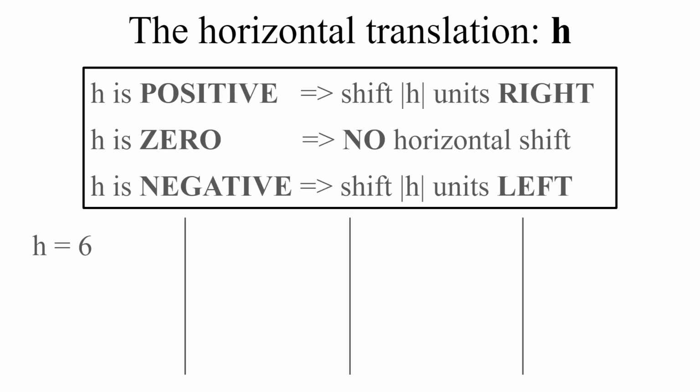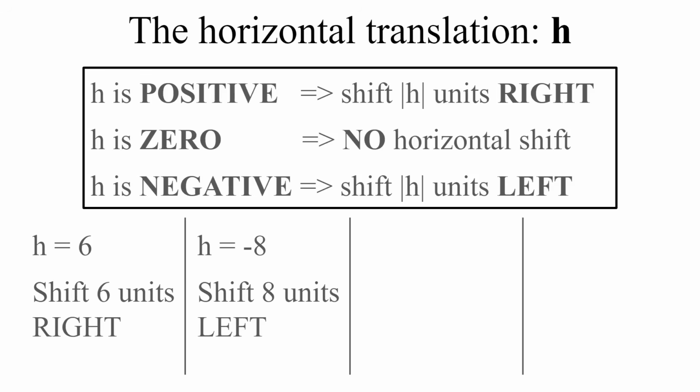If h is positive 6, okay, 6 positive x, that's to the right. So that means to shift 6 units to the right. If h were negative 8, that's the negative x direction. Okay, so that's left. So that would mean to shift 8 units to the left. I don't need that negative sign. We just take the absolute value when we're talking about distance.